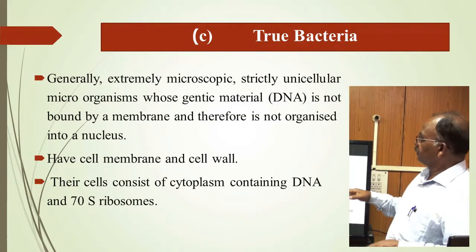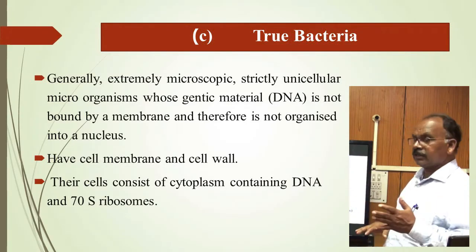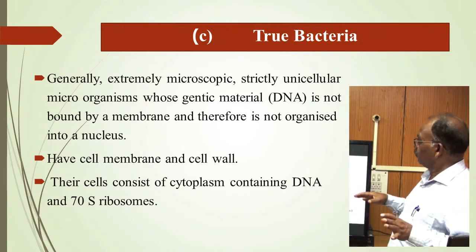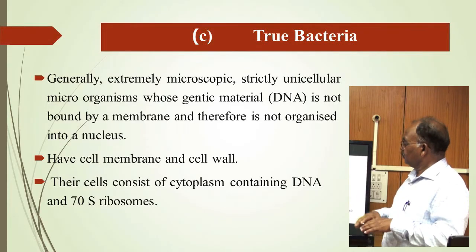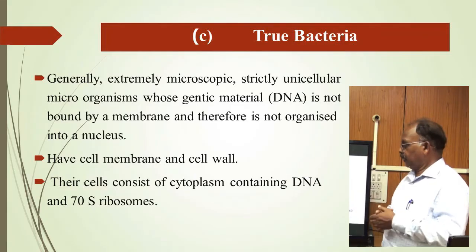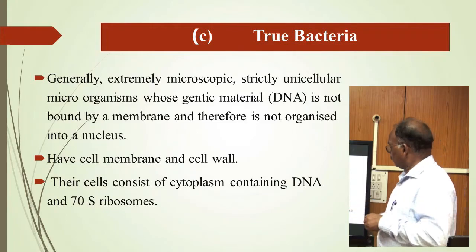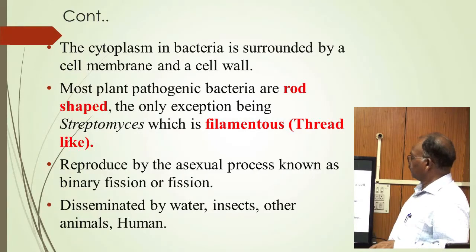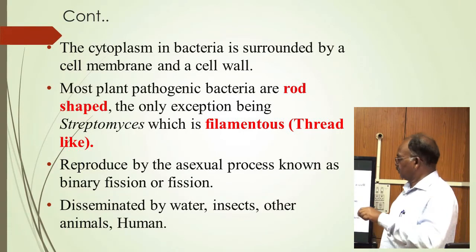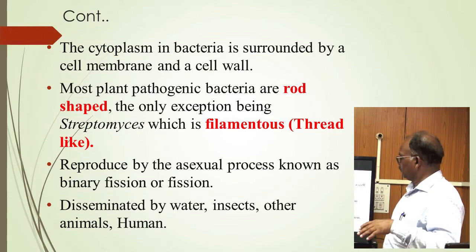True bacteria. Bacteria are generally extremely microscopic, strictly unicellular microorganisms whose genetic material, that is DNA, is not bound by a membrane and therefore is not organized into a nucleus. Bacteria have a cell membrane and cell wall, and their cell consists of cytoplasm containing DNA and 70S ribosomes. The cytoplasm is surrounded by a cell membrane and a cell wall. Most plant pathogenic bacteria are generally rod-shaped. There is one exception, Streptomyces, which is filamentous, that is, a thread-like structure.